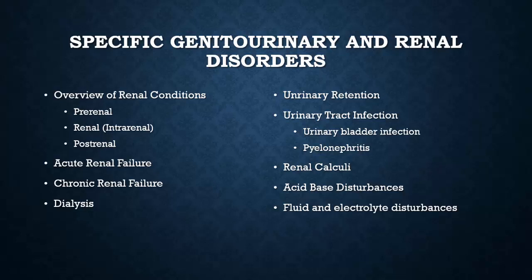Functions of the urinary system include regulating water and electrolytes, regulating acid-base, excreting waste products and foreign chemicals, regulating arterial blood pressure, producing red blood cells, and producing glucose.